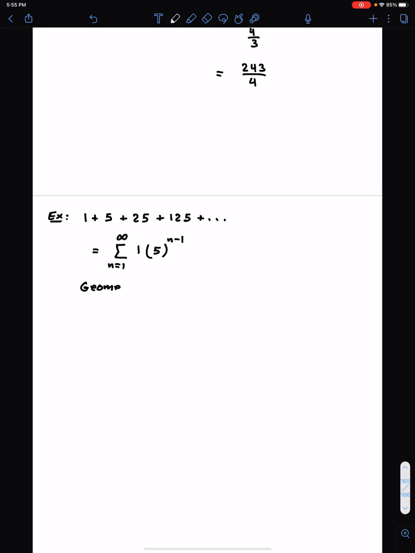It's a geometric series with r equal to 5, and since it's bigger than or equal to 1, the series diverges. Or the series is divergent.